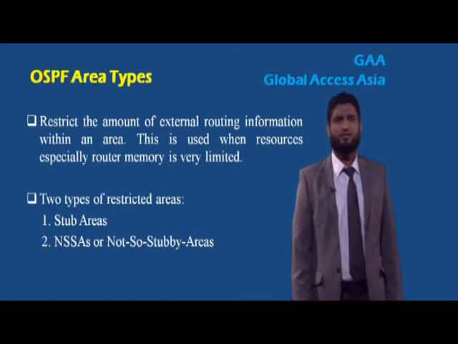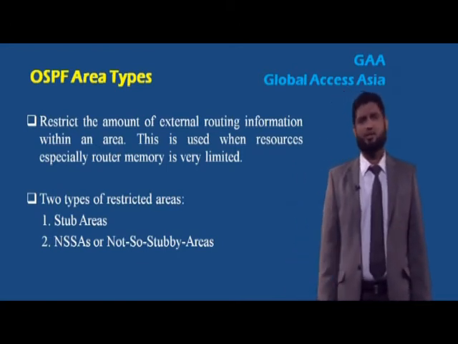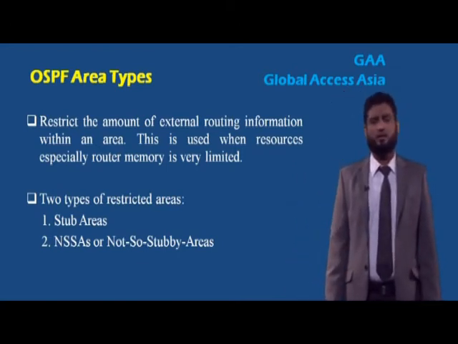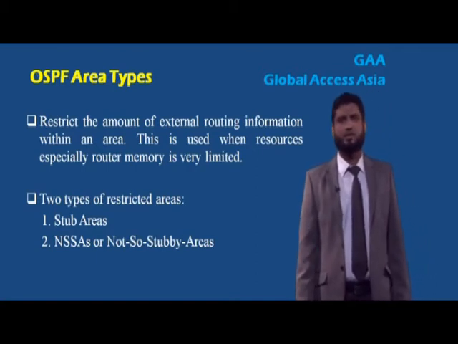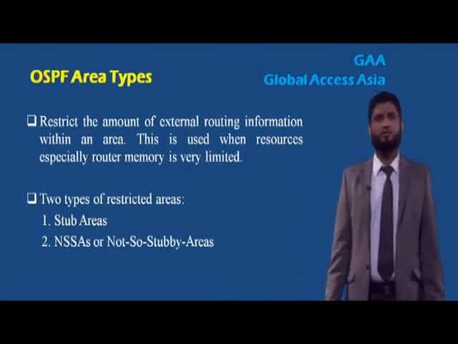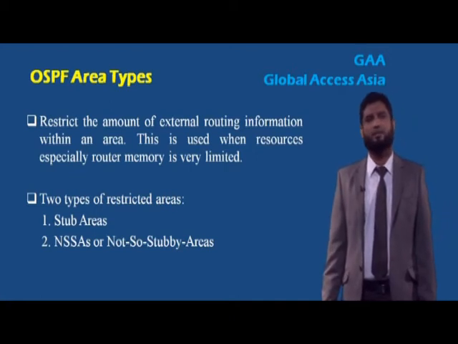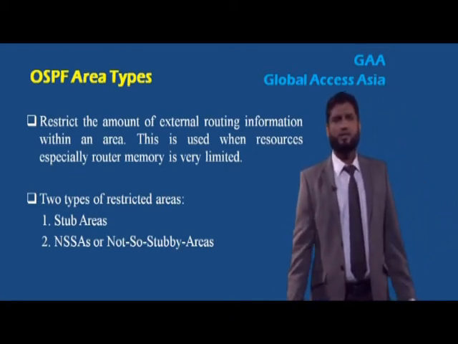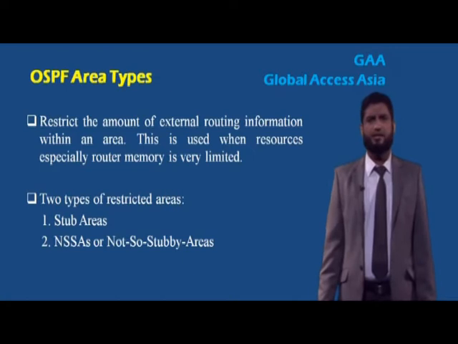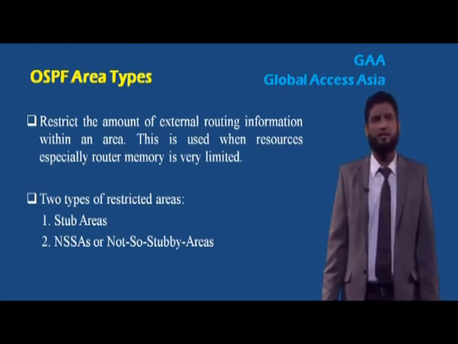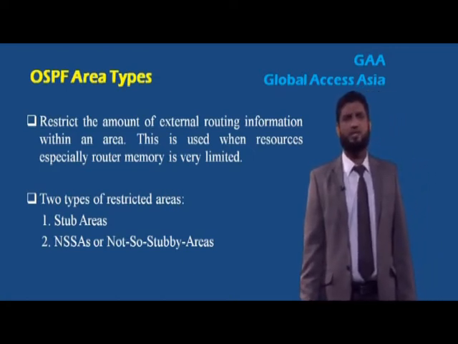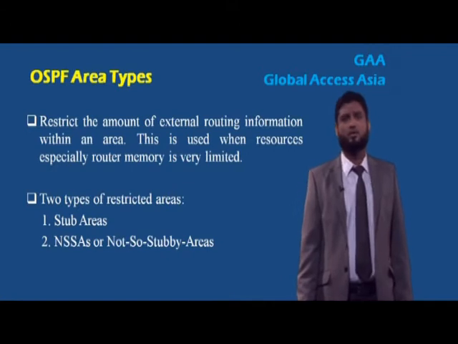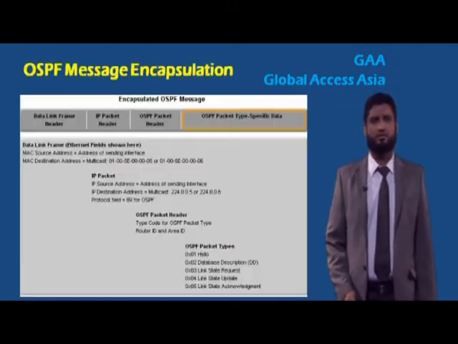OSPF area types restrict the amount of external routing information within an area. This is actually used when resources, especially router memory, are very limited. There are two types of restricted areas: stub areas and NSSA, or not-so-stubby areas.